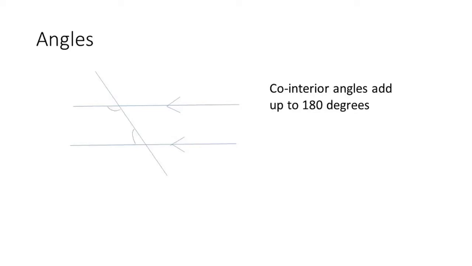And the last one of the angle facts for parallel lines is co-interior angles, and here you can see they're at the corners of a C shape. So in this case it's a backwards C, and these add up to 180 degrees between them. So if one of them is 70 degrees, then you do 180 minus 70, which is 110. So the other angle is 110 degrees.